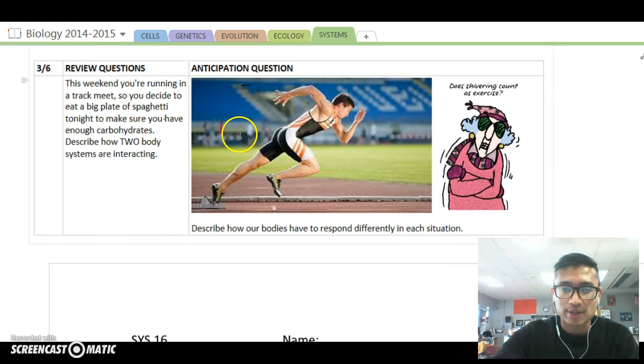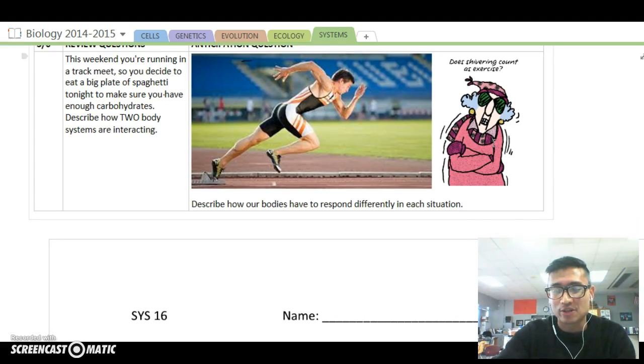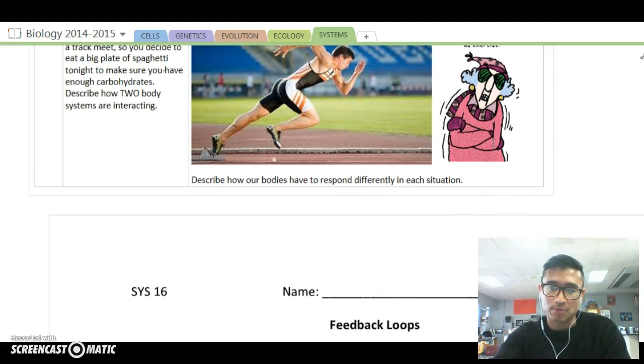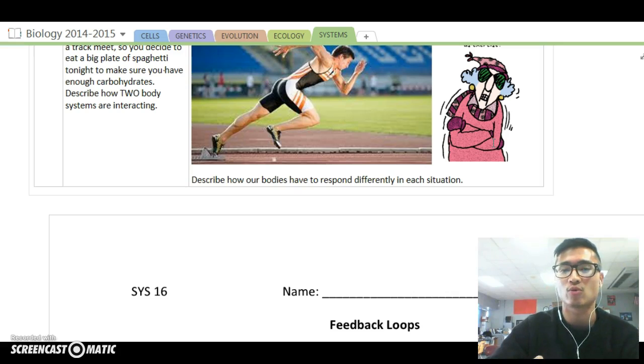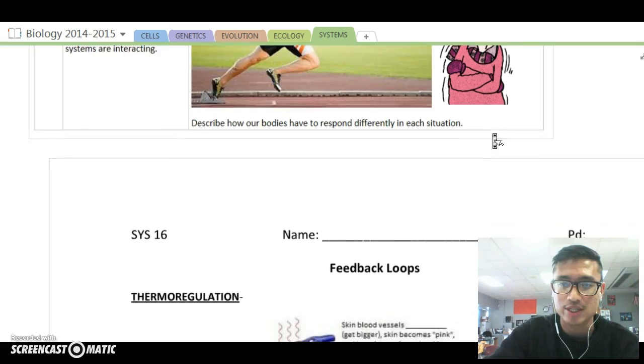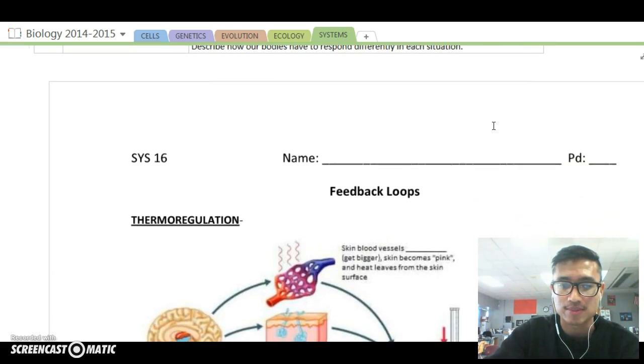If you looked at these 2 pictures and you saw this track star over here and you saw this grandma who's asking, does shivering count as exercise? Basically, you're comparing those 2 images and you're supposed to compare how your body is reacting or responding differently in each of those situations. Which definitely leads us to System 16.